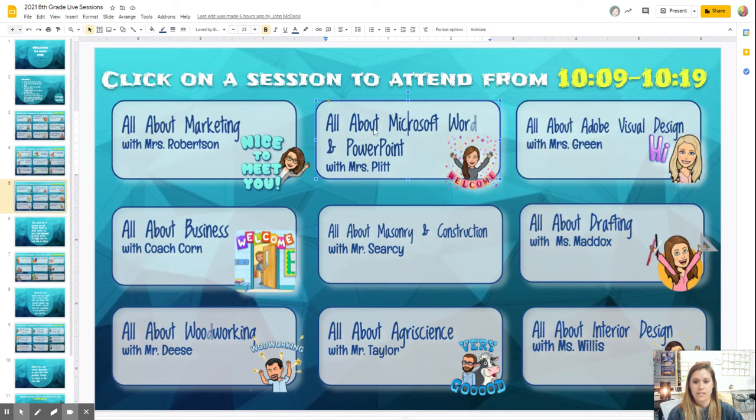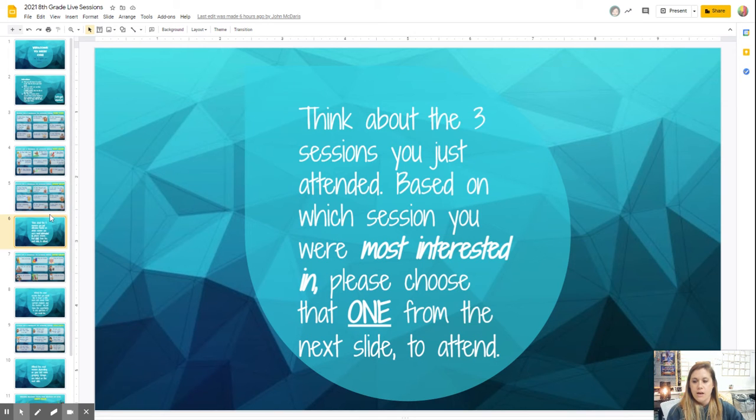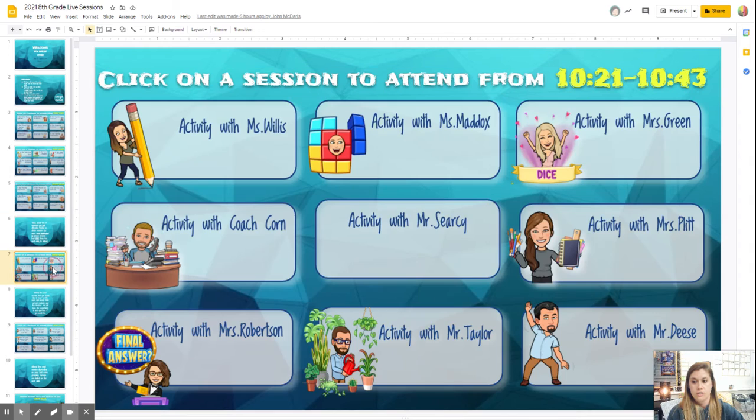So those are just 10-minute sessions about the classes. These will just be informational, kind of like what you guys have done in the past, where you come to our rooms and do a little tour. Then the students should think about which session they enjoyed the most out of those 3, and based on that, they would choose which session they attend fourth. So if they liked the Microsoft Word and PowerPoint session the best, it was the most interesting to them, then they would probably go to the activity with Miss Plitt, because that's who ran that session that they liked.